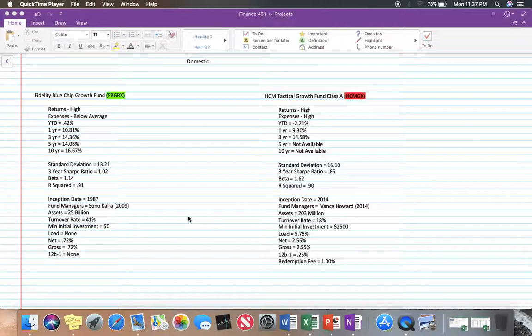So the Fidelity Growth Fund does not move as much relative to markets as the HCM Tactical. R squared, again, is how much it correlates with the markets. They are fairly, highly correlated with the indexes.